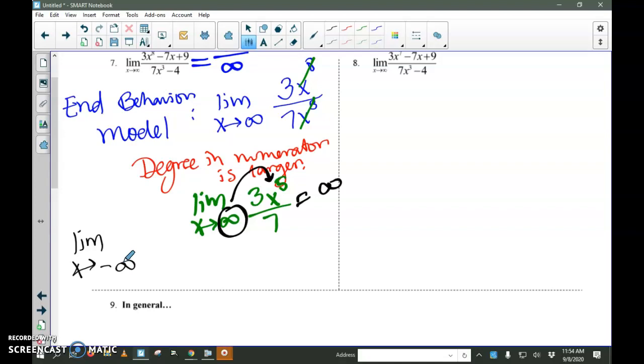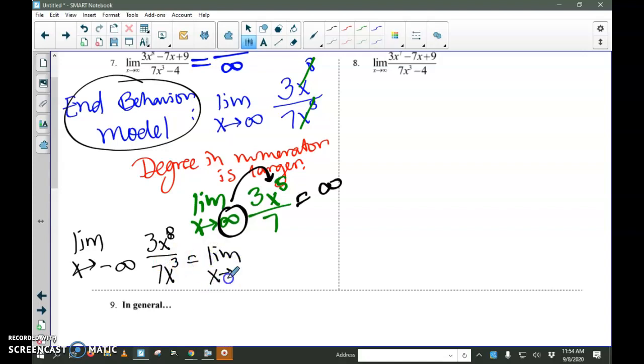Well, again, I'm still going to look at the end behavior model. Okay, no matter what, I'm going to end up with something like infinity over infinity, negative infinity over infinity, some combination. So I'm still going to look at that end behavior model, 3x to the 8th over 7x cubed. Well, hey, that still simplifies like we did up above. The limit as x approaches negative infinity of 3/7 x to the 5th.